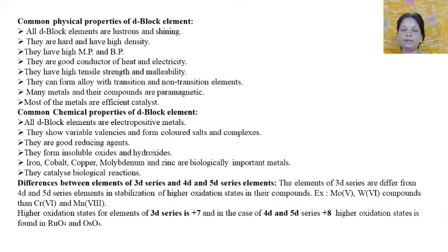Now let us discuss the differences between elements of the 3d series and the 4d and 5d series. The elements of the 3d series differ from 4d and 5d series elements in the stabilization of higher oxidation states in their compounds. For example, molybdenum(VI) and tungsten(VI) compounds are more stable than the compounds of chromium(VI) and Mn(VII). The highest oxidation state of elements of the 3d series is +7, and in the case of 4d and 5d series, +8 is found in RuO4 and OsO4.